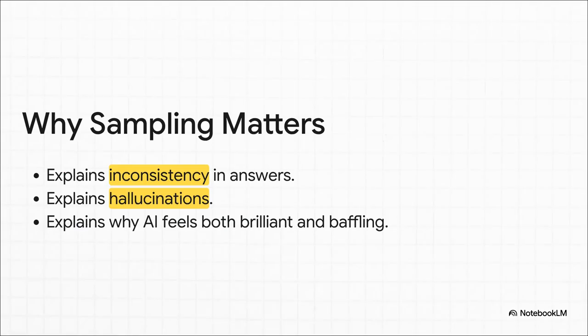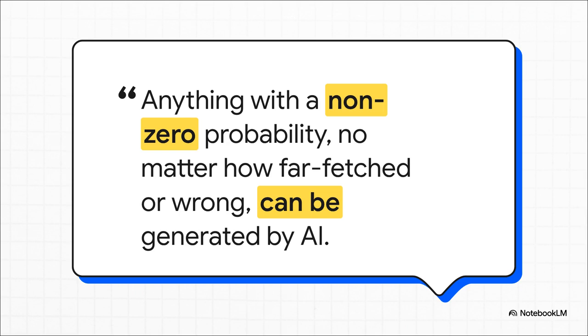So why does any of this matter to you? Well, this one concept of sampling explains almost all of the weird behaviors we see in AI. It's why you get a different answer when you ask the same question twice. It's why AI hallucinates. It just samples a word that happens to lead it down a factually incorrect path. It's the source of both its brilliance and its nonsense. And that brings us to the most important takeaway here. If something has even a tiny, non-zero probability of being the next word, no matter how strange or wrong it is, the AI can generate it. The chance might be 1 in a billion, but it is never zero.